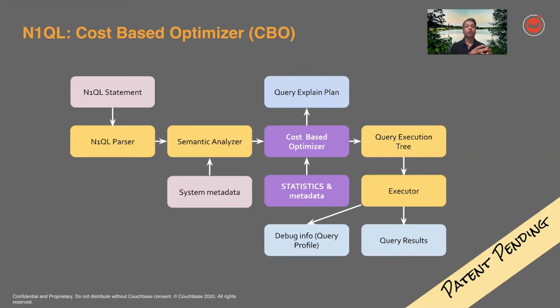Since for JSON data the schema is flexible, we had to extend the concepts from Pat Selinger's cost-based optimizer approach to adapt to the JSON world with the flexible schema, where not only is the schema flexible, but the type of the data can change from document to document. So this is patent-pending work from Couchbase that offers a differentiated optimizer for you.